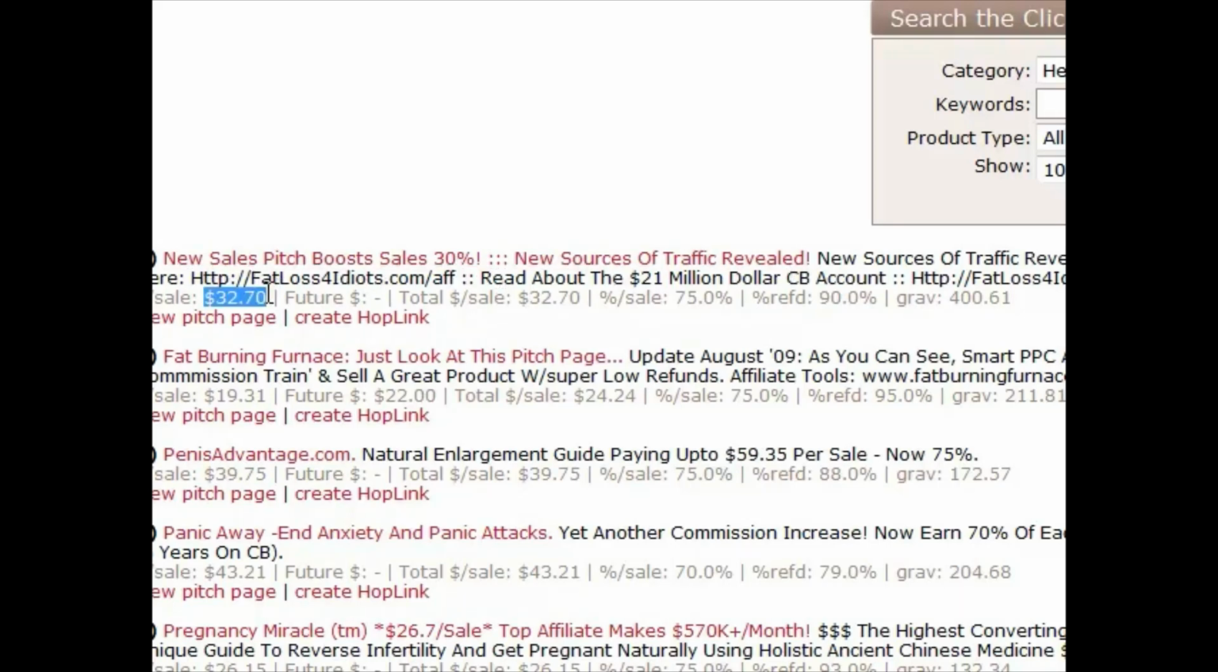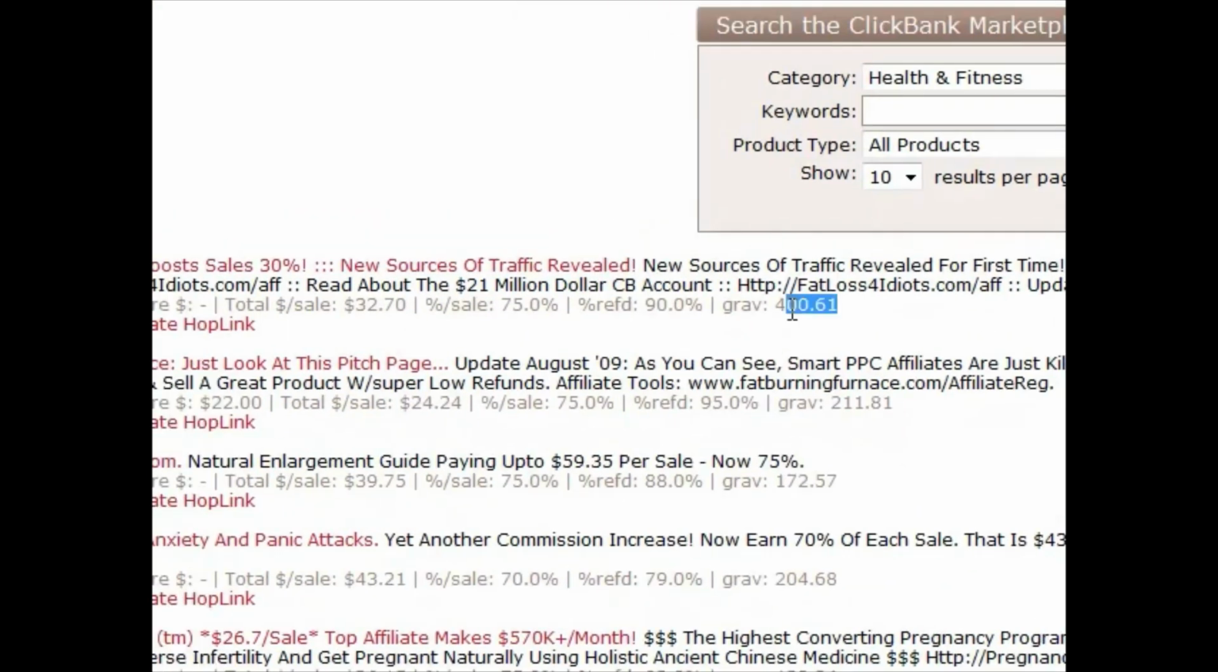So, $32 a sale. I know that in this right here, the percentage referred is 90%. So I know that most of that money is being made through affiliates. They're doing 75%. And this is the part that I'm the most concerned with: 400 Gravity. That means that there's a lot of affiliates promoting them. Roughly, Gravity, if you don't know it, most people do though.